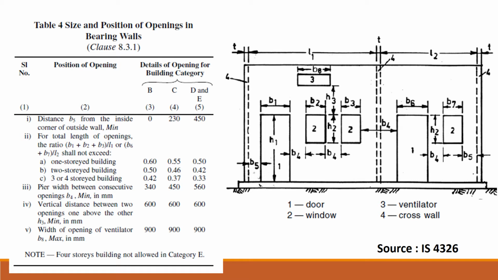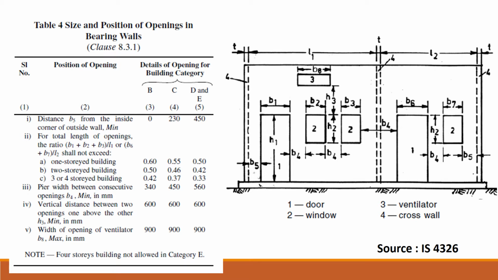Now the total length of the openings: the ratio (B1 plus B2 plus B3 plus B4) by L1, which is the length of the first wall, or (B6 plus B7) by L2, where L2 is the length of the second wall. There is a partition wall between these two walls. These ratios shall not exceed certain limits for a one-story building.